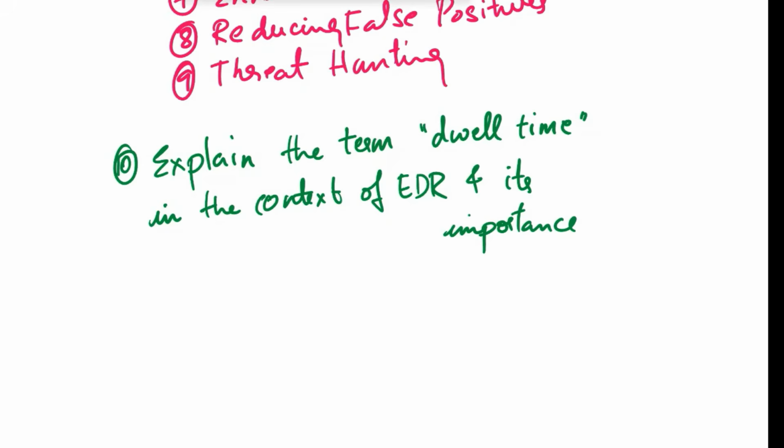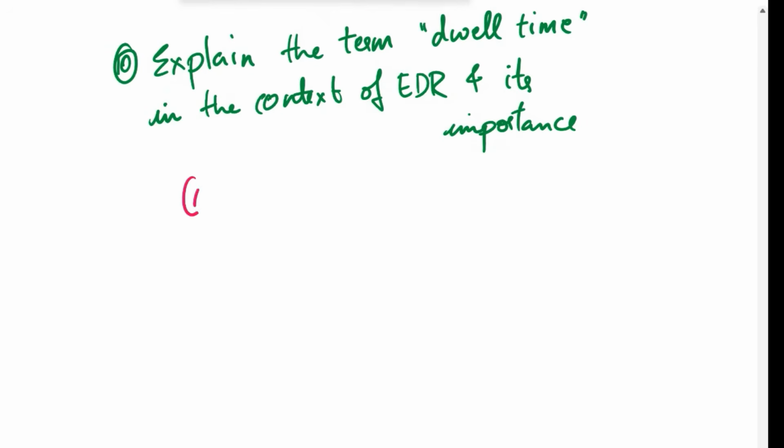The importance of reducing dwell time is significant for several reasons. Let's see some of them here. First one is to mitigate damage. The longer a threat remains undetected, the more time attackers have to explore the compromised environment, escalate privileges, and cause damage. By reducing dwell time, an organization can minimize the potential impact of a security breach.